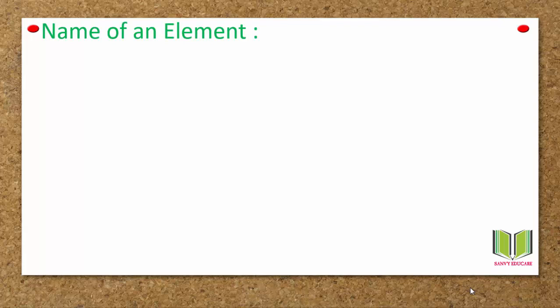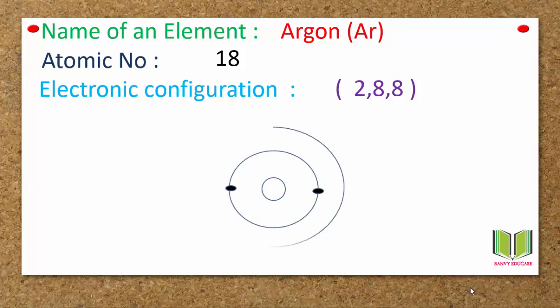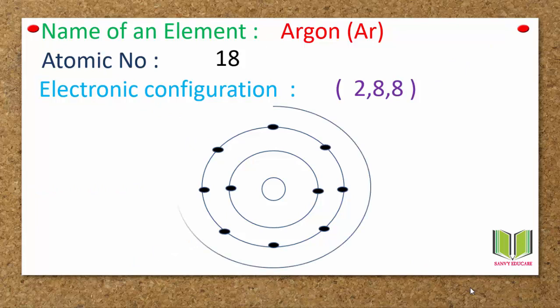Let's see the last element, that is argon, Ar, atomic number 18, configuration 2 8 8. In the first orbit there are 2 electrons, in the second orbit there are 8 electrons, and in the third orbit there are 8 electrons altogether. All the shells are completely filled with electrons, so this is also an example of an inert gas, that is argon.